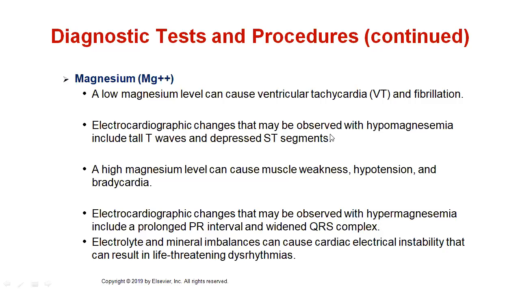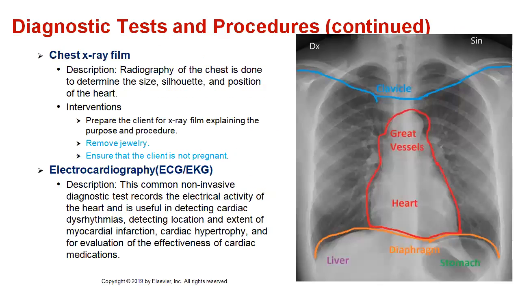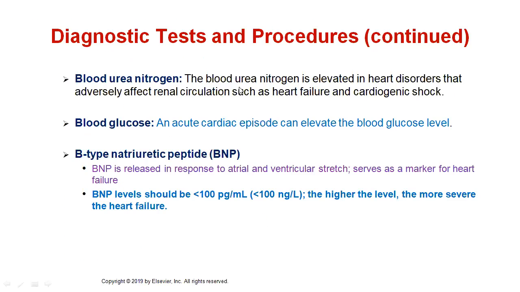So now go next, diagnostic test, what we need for board exam. That one is called blood urea nitrogen and blood glucose, and most important is called BNP. BNP stands for B type natriuretic peptide. Very short, let me explain it.